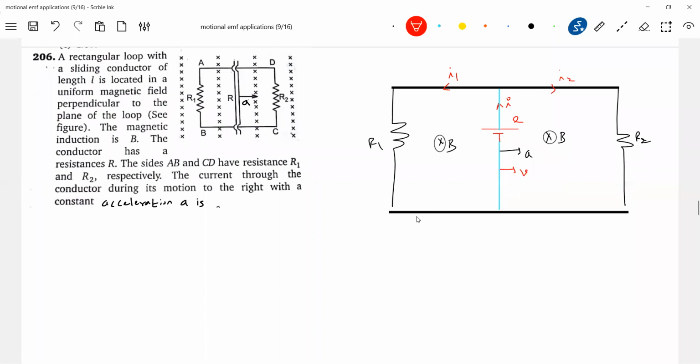The rod is moved with a constant acceleration. He's asking for the expression for current I. And there's a resistance of the rod also, so I'll bring it here. The rod PQ is also having resistance. So what is the equivalent circuit? You can see.